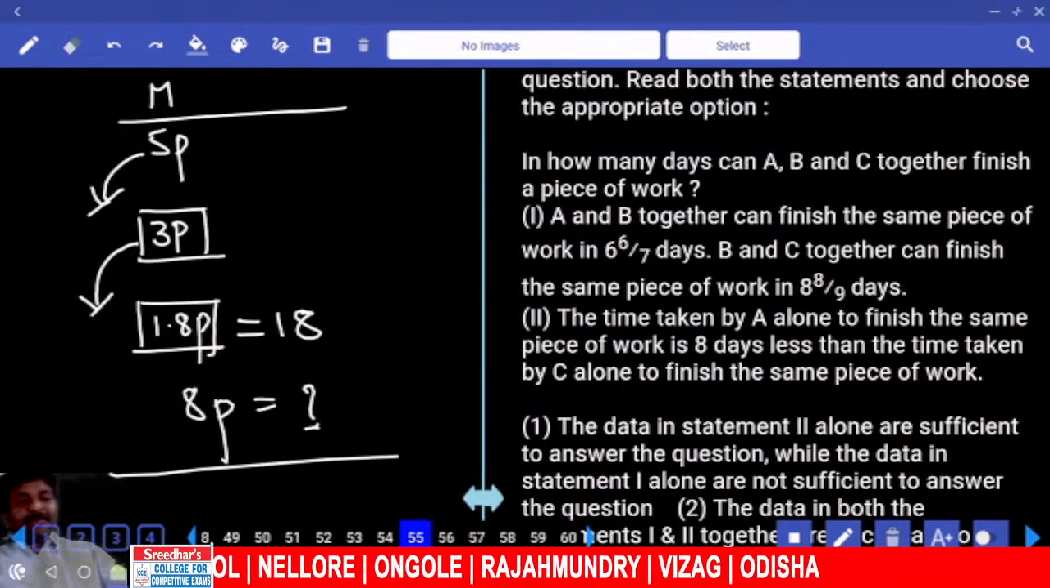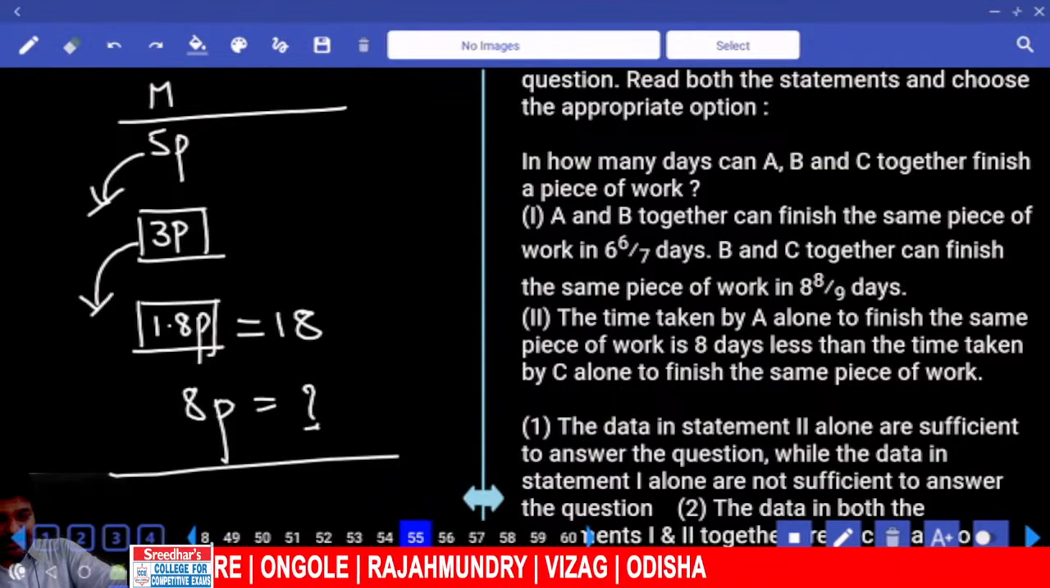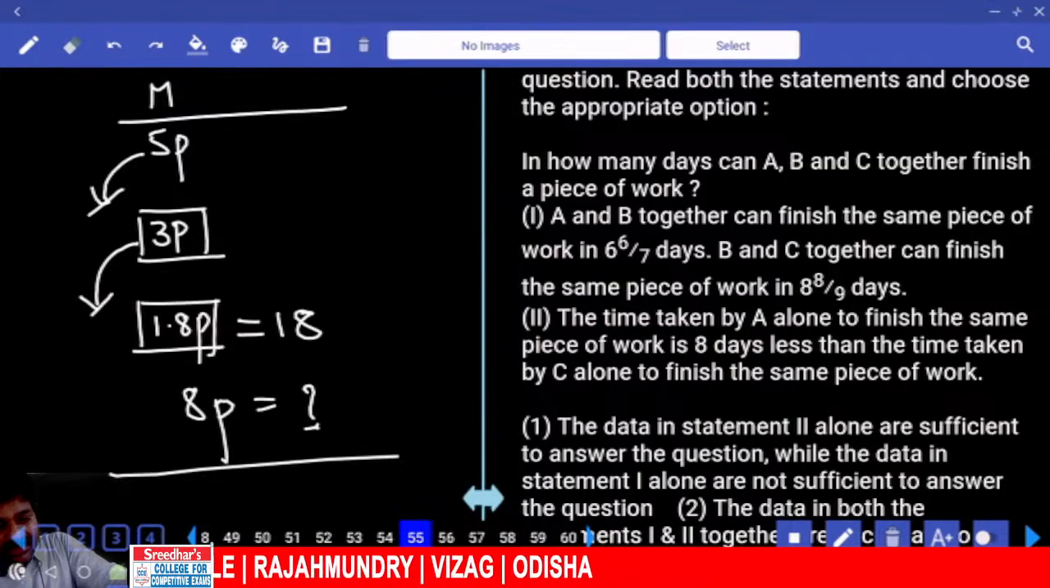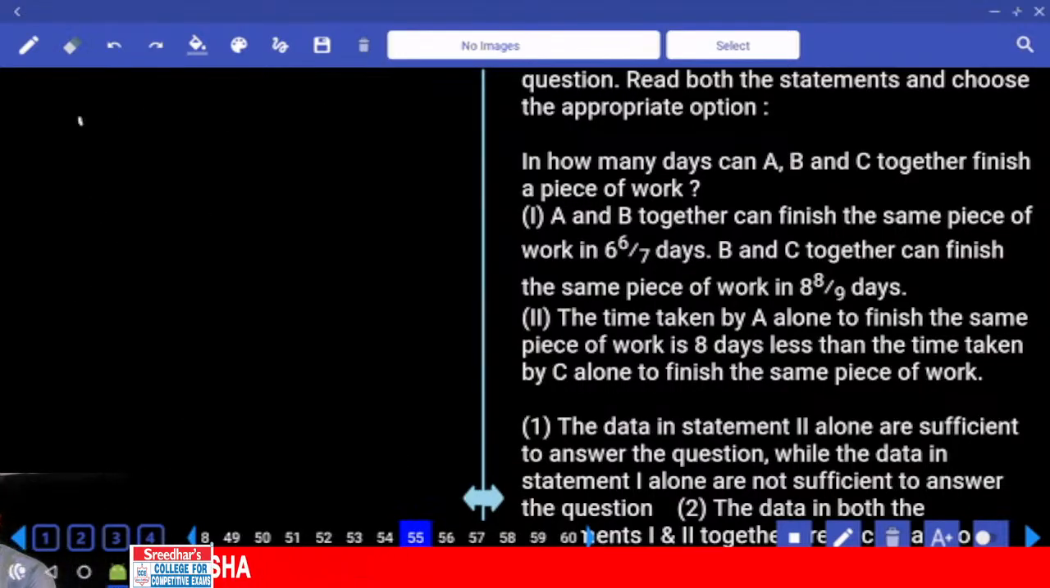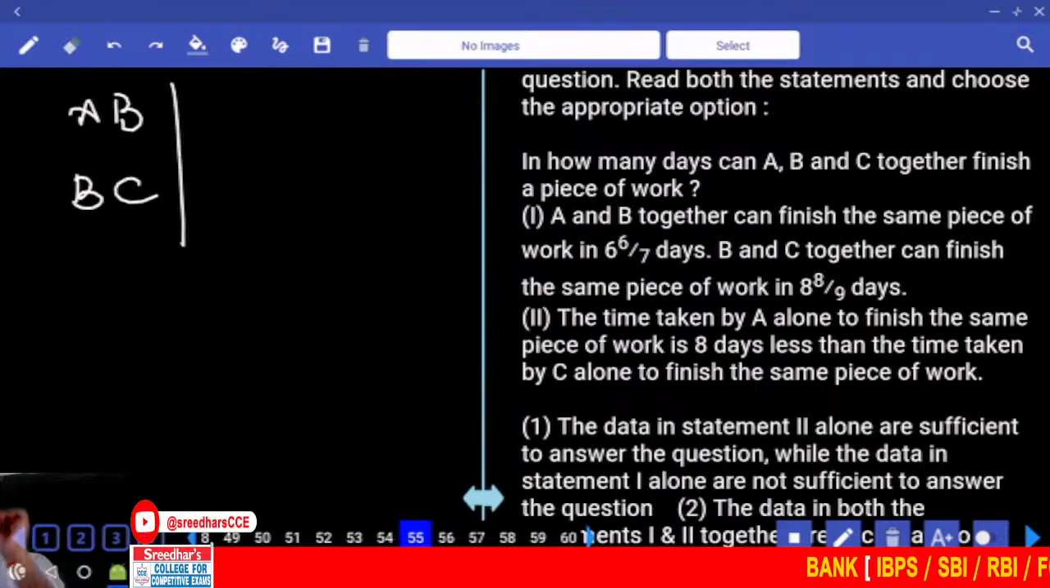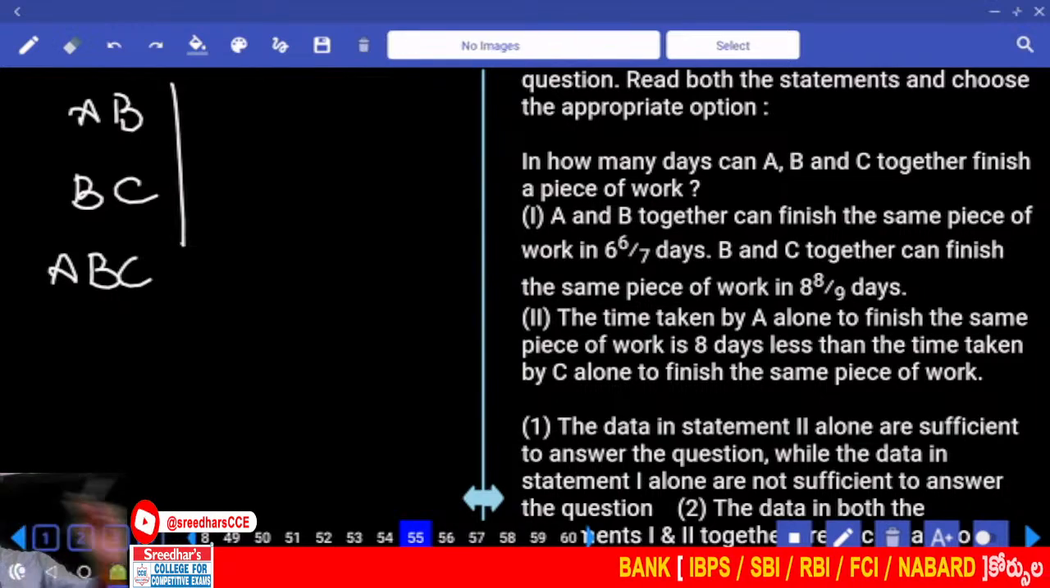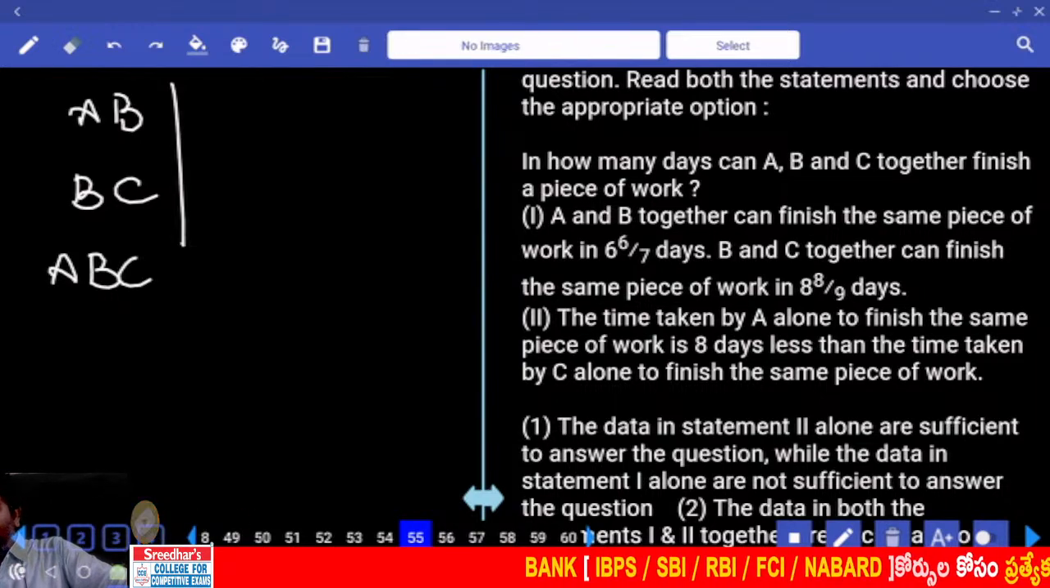In how many days can A, B and C together finish a piece of work? AB together can finish a piece of work in 6 by 7 days. BC together can finish the same piece of work in 8 by 9 days. Here we have AB and then BC. Only with these two pieces of information, can we calculate the number of days taken by ABC together to complete the work?